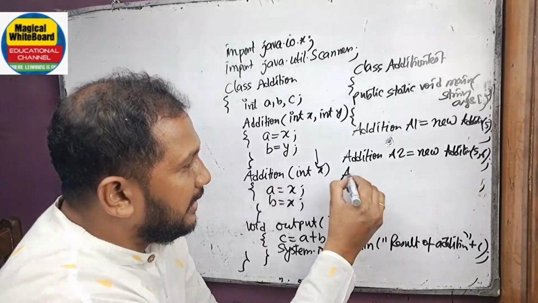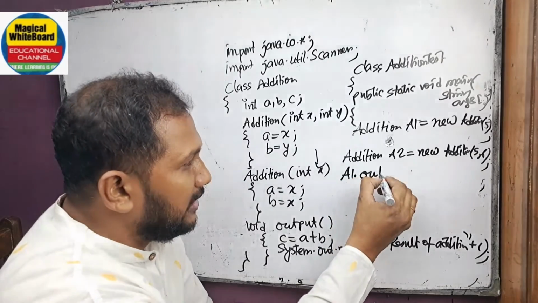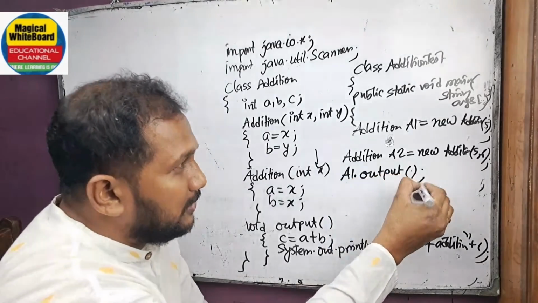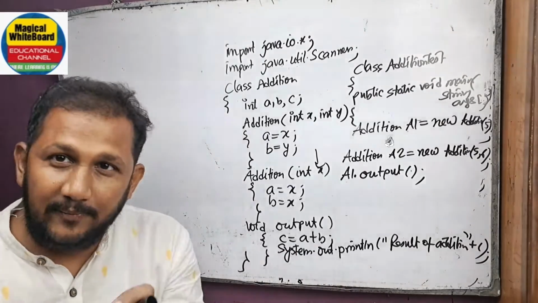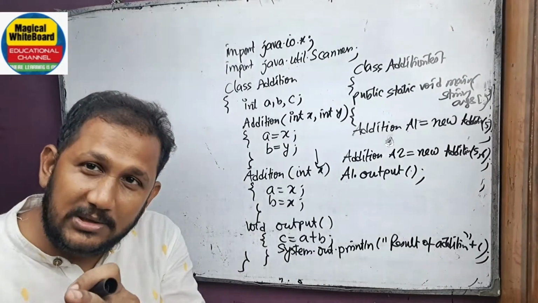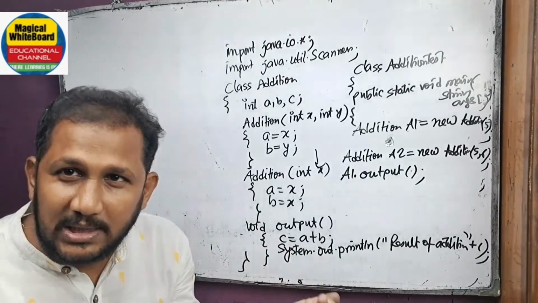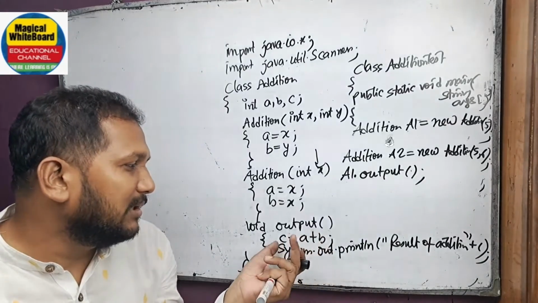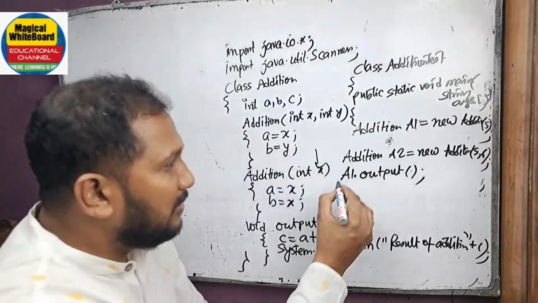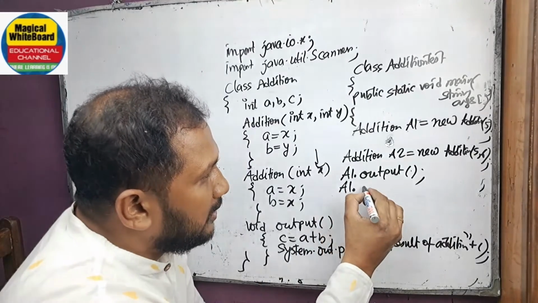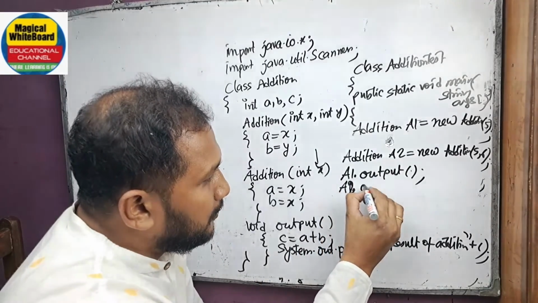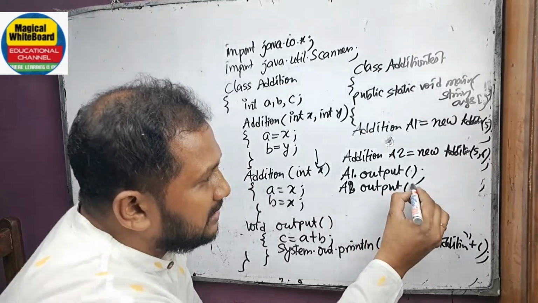Now we can call a1.output. Then it will show the output 5 plus 5, because the value x is copied to a, x is copied to b. So a and b are the same. a plus b means it will show 10. When you call a2.output, it will display 5 plus 6 equal to 11.